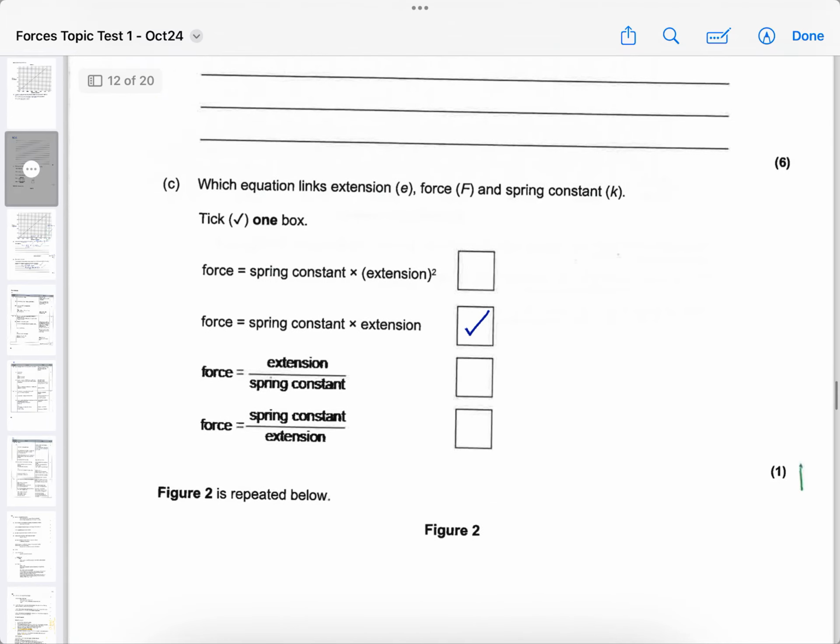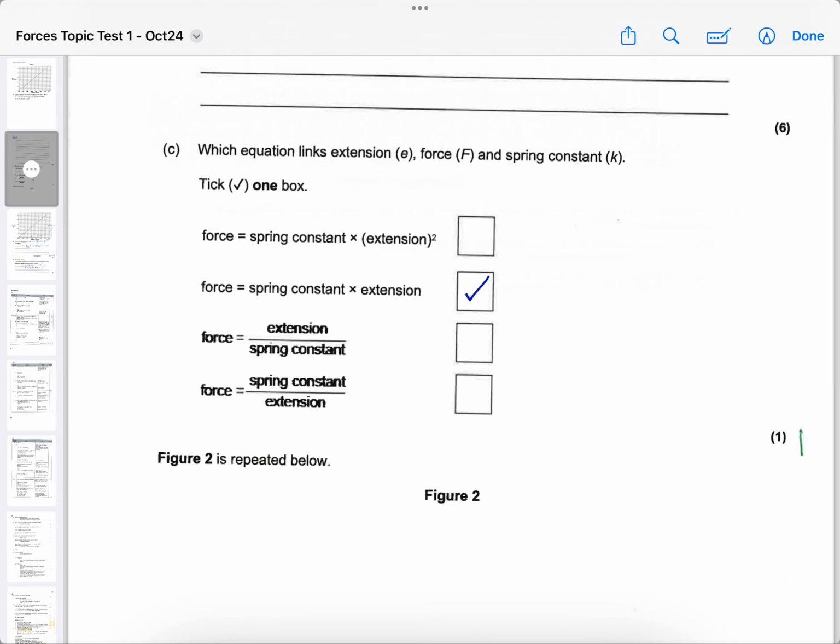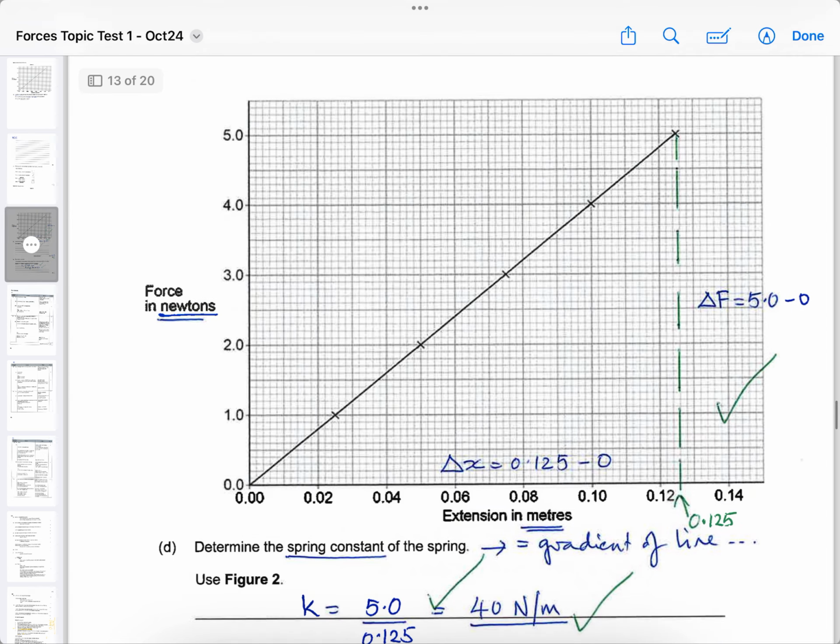Which equation links force F, extension E, and spring constant K? Now, I think in Edexcel they actually use X for extension, but some exam boards use E, and this test has been put together, and I think this is an AQA question, so it's not from the Edexcel paper. So which equation is correct? The answer is force equals spring constant K times extension. So it's the second one. That's just something you need to know. That's a 1 marker, seeing that you know the equation.